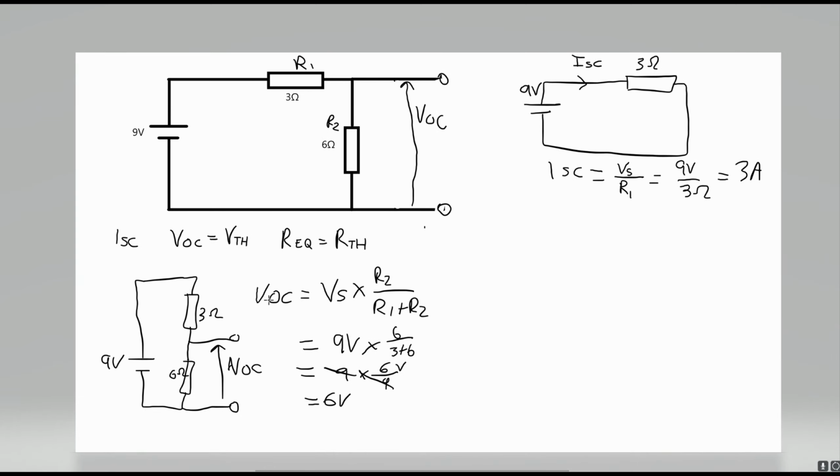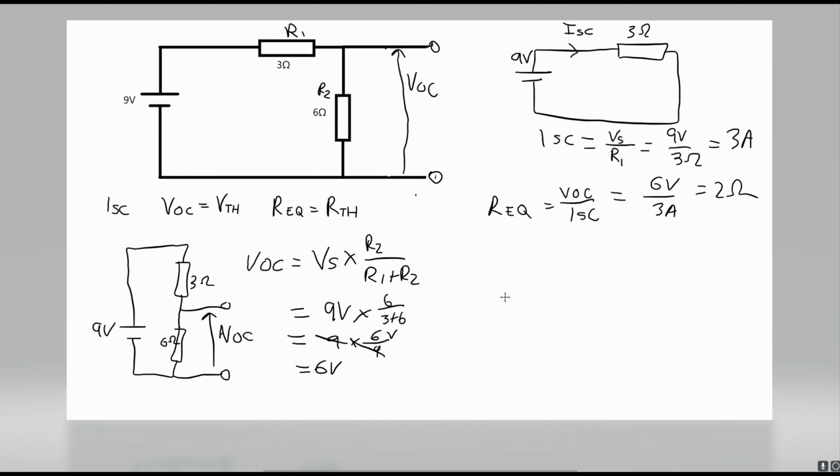So now you've got VOC and ISC. Now Thevenin's theorem, she doesn't actually say this explicitly for some reason, but the actual theorem itself is that Req equals VOC over ISC. We've got both of these values: VOC here, ISC here. So we've got 6 volts over 3 amps, which equals 2 ohms.